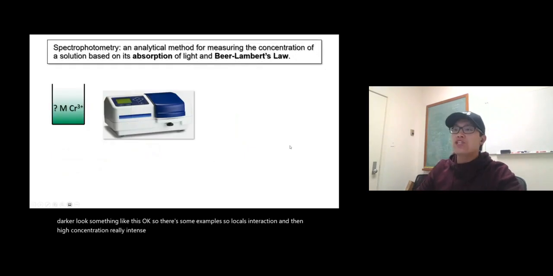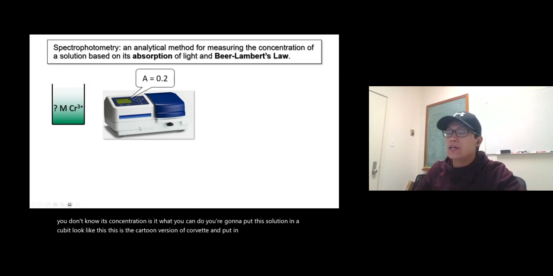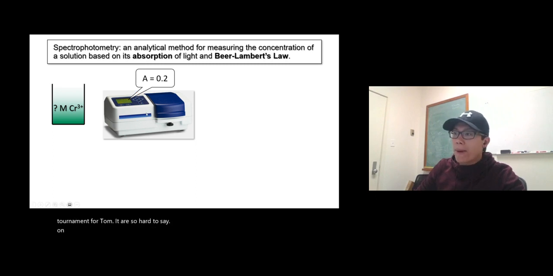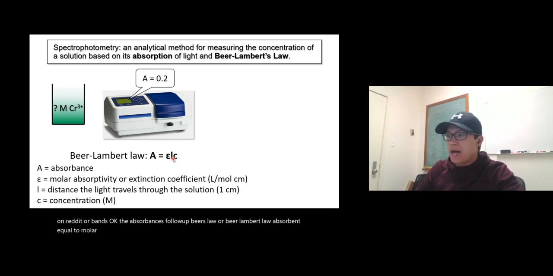All right, let's say you have a chromium 3 solution, but you don't know its concentration. This is what you can do. You're going to put this solution in a cuvette, looks like this. This is a cartoon version of a cuvette, and put it in the spectrophotometer. It's so hard to say. And read the absorbance. Okay, the absorbance follows Beer's law or Beer-Lambert law. Absorbance equals molar absorptivity times length times concentration. Okay, the length of the cuvette is 1, so L is always 1 centimeter.